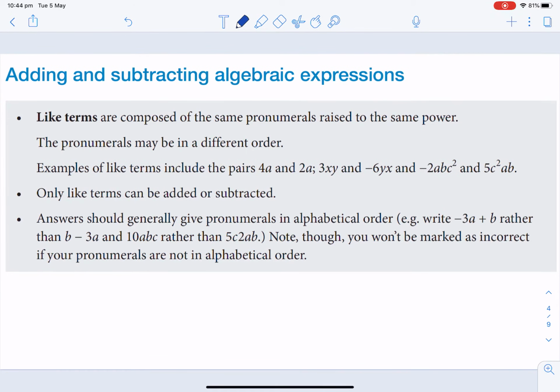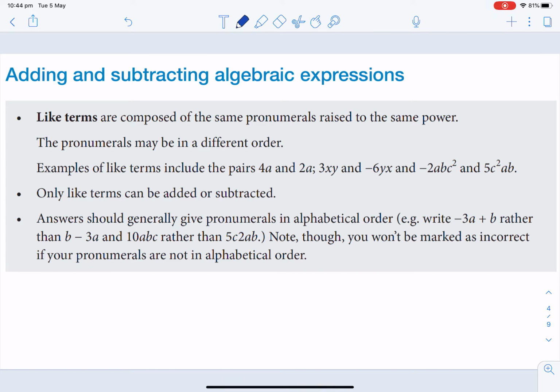Adding and subtracting algebraic expressions. Like terms are composed of the same pronumerals raised to the same power. The pronumerals may be in different order. Examples of like terms include the pairs 4a and 2a, 3xy and negative 6yx, and negative 2abc squared and 5c squared ab. Only like terms can be added or subtracted.